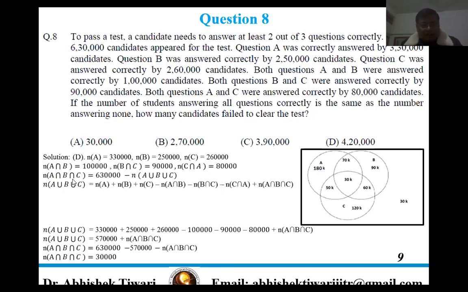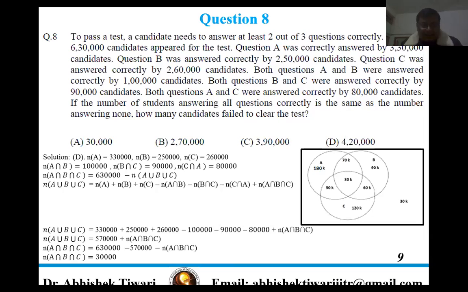Now n(A intersection B intersection C). In this question, it is given that the number of students answering all questions is the same as the number answering none. So the number answering none will be equal to 6,90,000 minus n(A union B union C). Here n(A union B union C) represents the set in which a student answers at least one question.